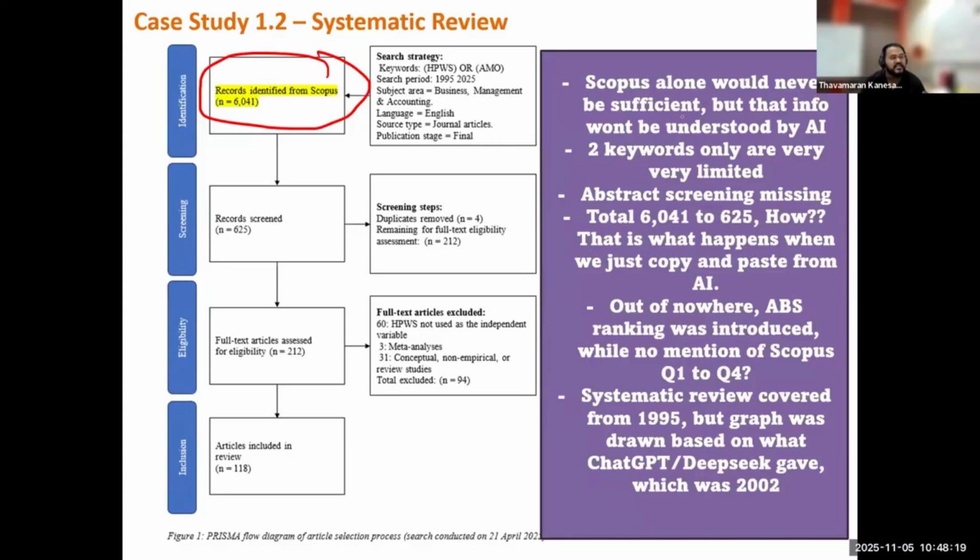Scopus alone would never be sufficient, but that info won't be understood by AI. AI will never understand that, okay? See, AI is a very, very good assistant, but the problem is, it's not the mistake of AI, it's just how we are using it wrongly, for the wrong purpose.